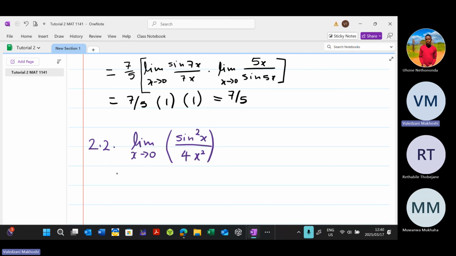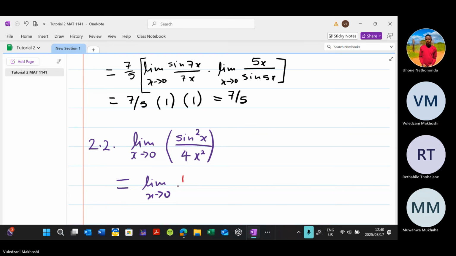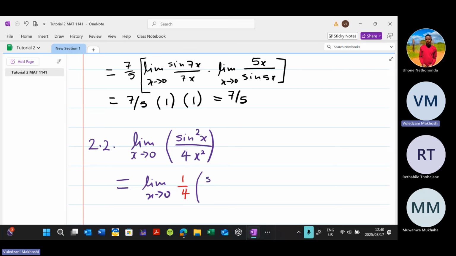So it's just a matter of knowing how to write this algebraically, because we have now the limit. x is approaching 0. 4 is a constant. We can write 4 like this, and then we will end up with the sine squared. Maybe I should do it slowly. This is sine squared of x over x squared. And we know that sine squared of x is sine x times sine x. So this is equal to the limit when x is approaching 0, 1 over 4.